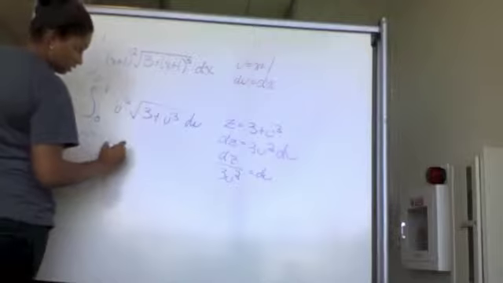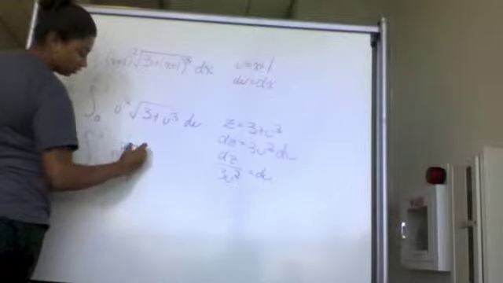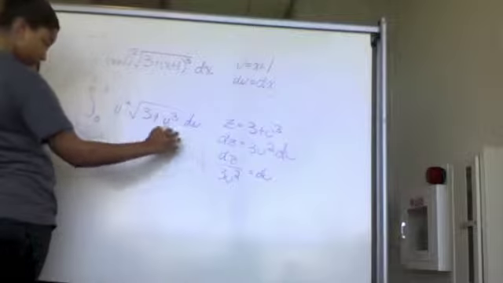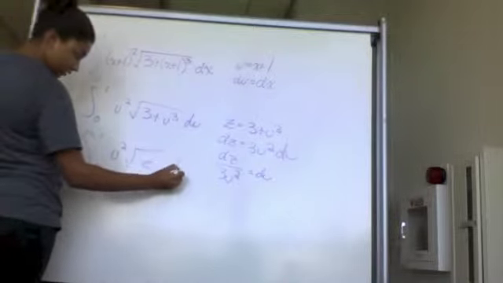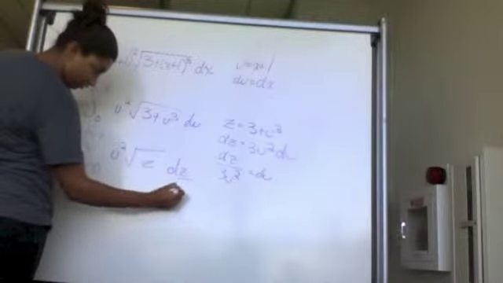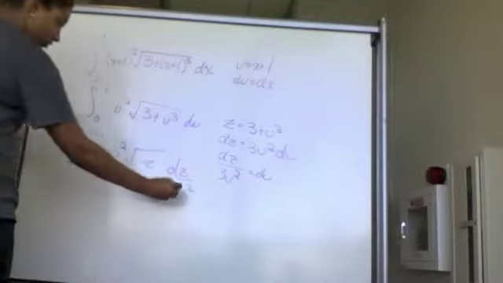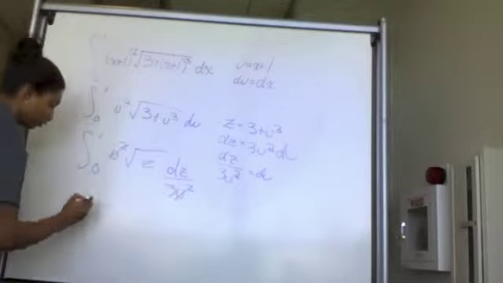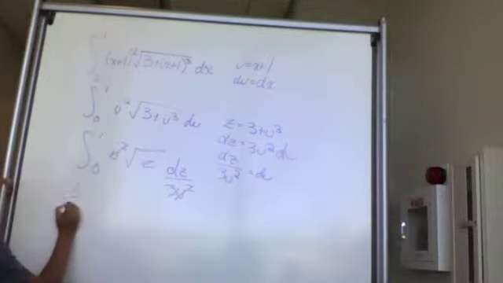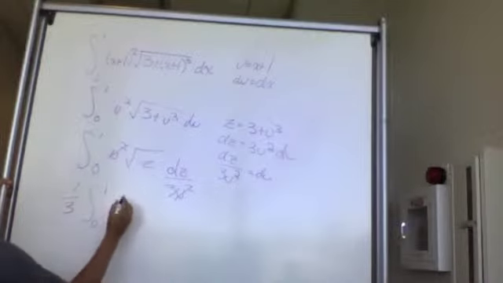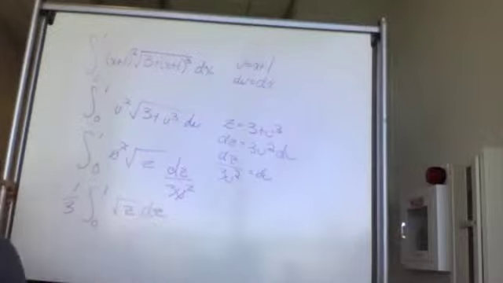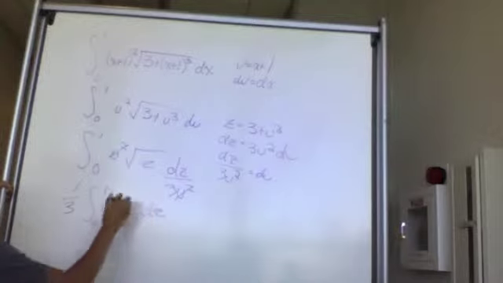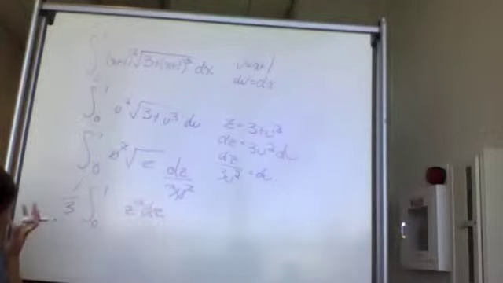From 0 to 1, u squared square root of our new variable z, and then du is dz over 3u squared. The u squares cancel out and 1/3 comes out. 1/3, and then from 0 to 1 is the square root of z dz. And I'm going to rewrite this as z to the 1/2 so it's easier to integrate.